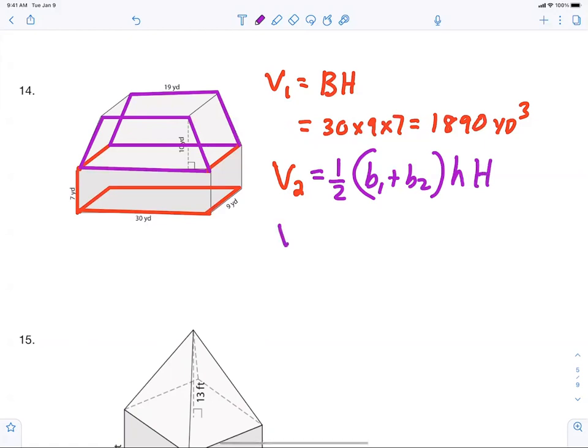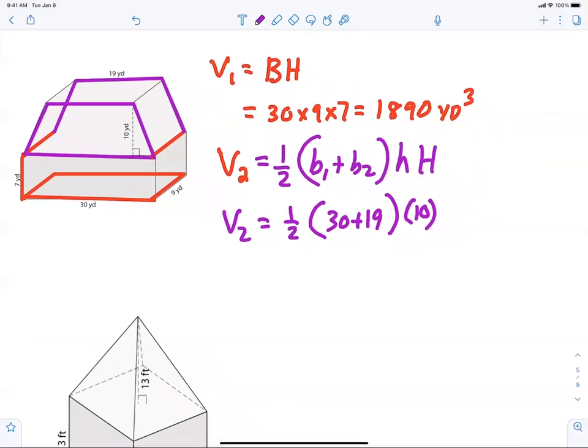All right, so now everybody's coming down. V2 is equal to one half. Ashley, what are the two bases? You are amazing. 30 plus 19. And what's the height of the trapezoid? The 10, that is correct. Now you have to tell me the height of the prism is what? That is correct. All right. So once again, this is the height right here. This distance right here is the height of the prism, the distance between the two bases. So now please practice typing that in and tell me what that volume 2 is.